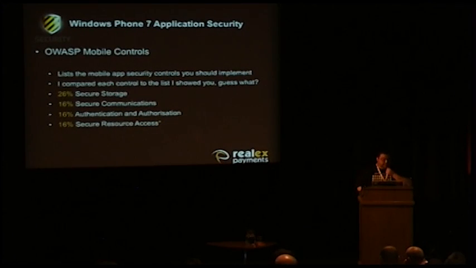So what I also did then is I took that top 3 and compared it to the OWASP Mobile Controls Project, which I actually think is one of the best things to come out of OWASP in the last couple of years. So that's a list of, I think, 70 things you should do right to produce a secure mobile app and back-end web services for that.